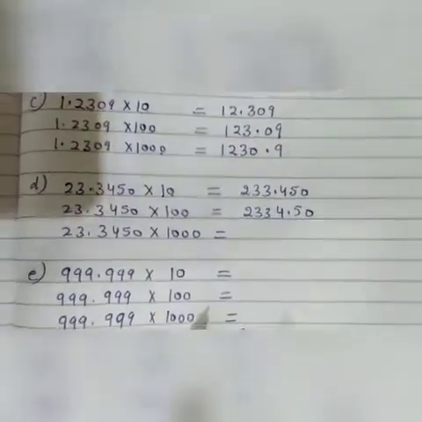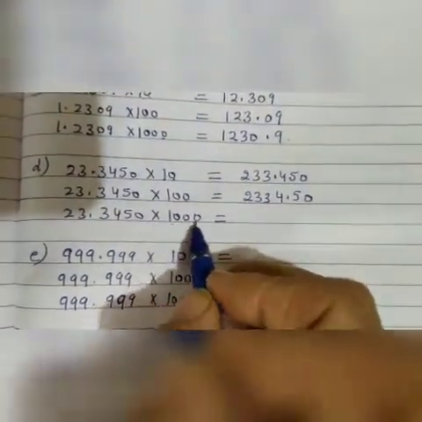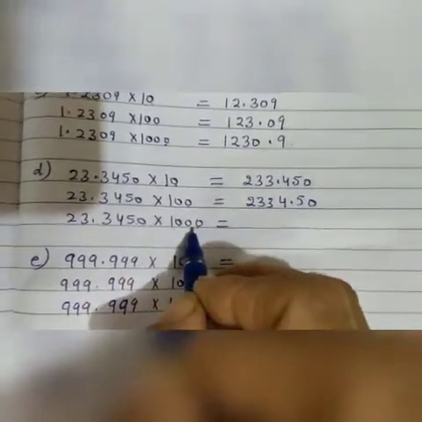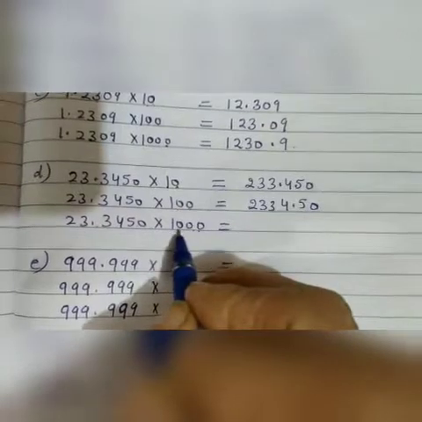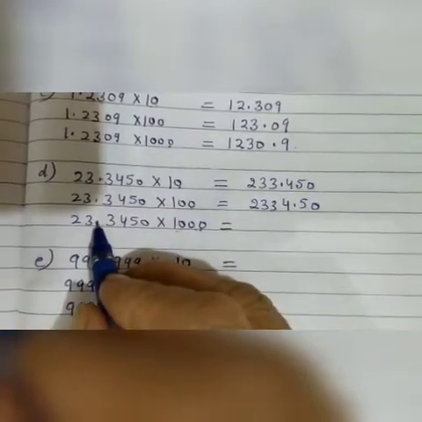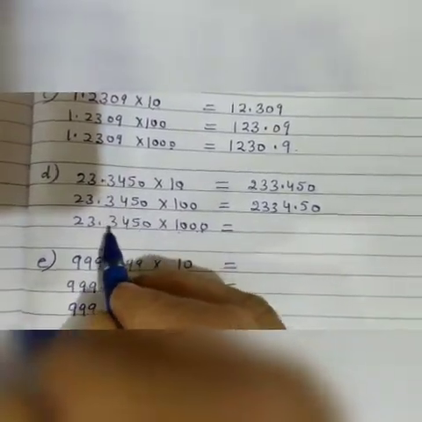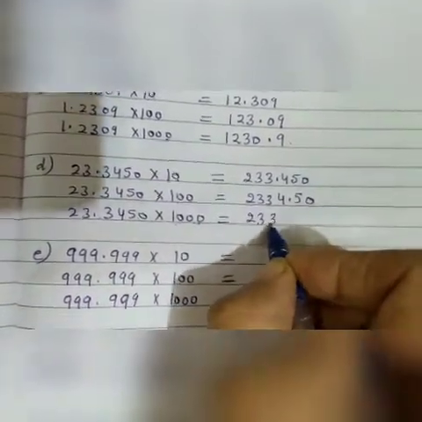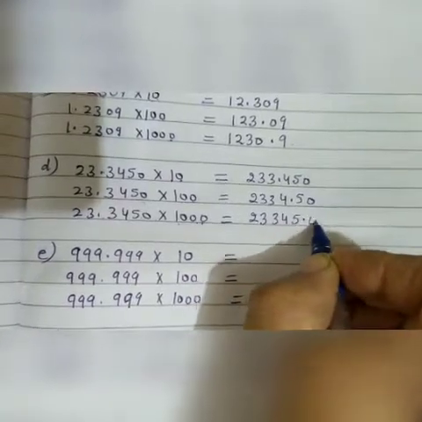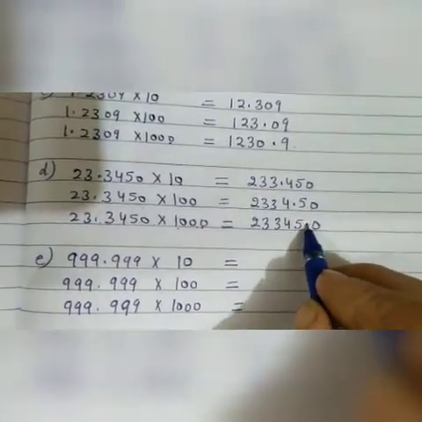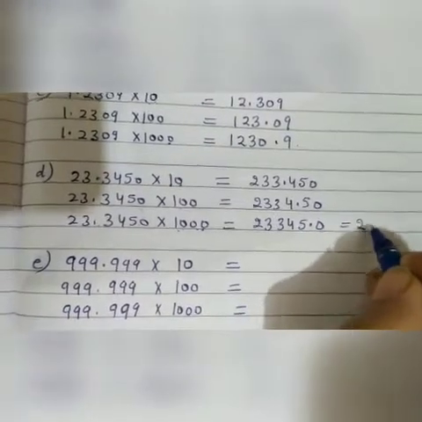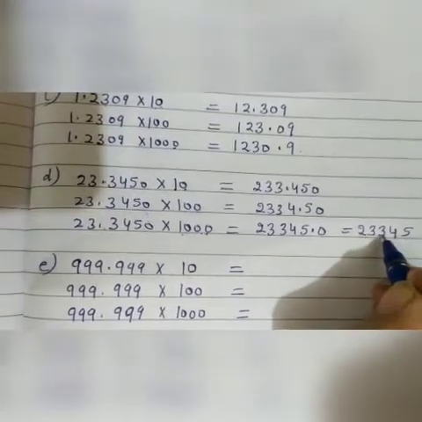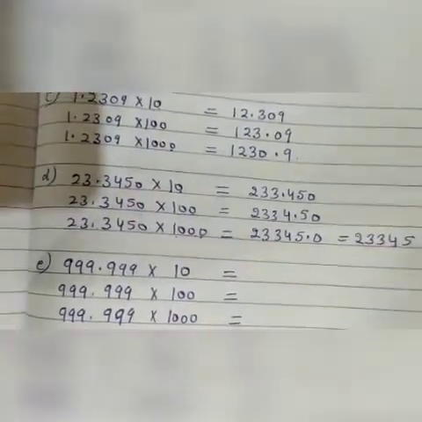So it will become 2334.50. Next, 23.3450 into 1000. How many zeros after 1? 3 zeros. So we will shift this decimal 3 places this side. 1 2 3. So it will become 23345.0. See student, after decimal only 0. So it will be written as 23345 means 23,345.